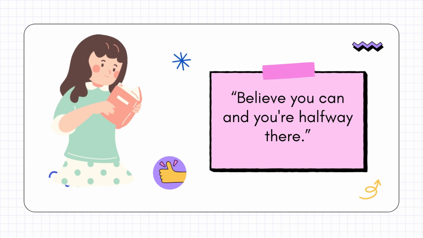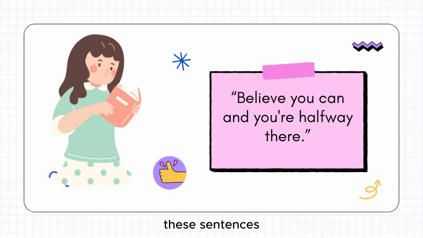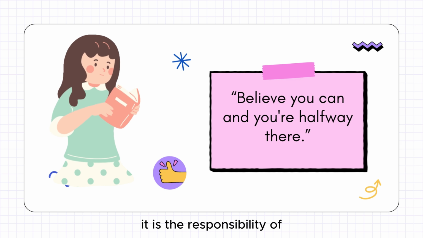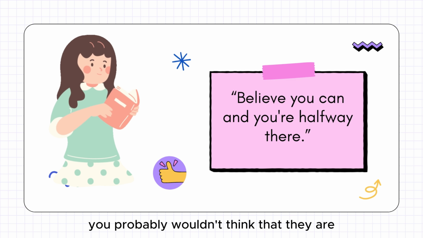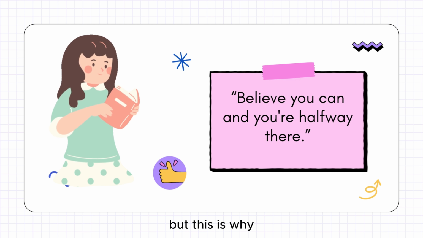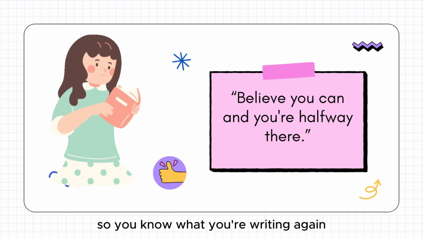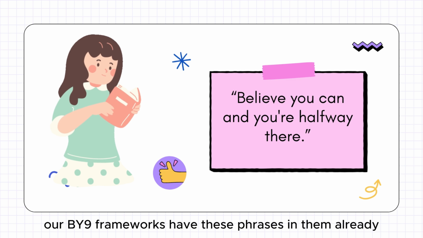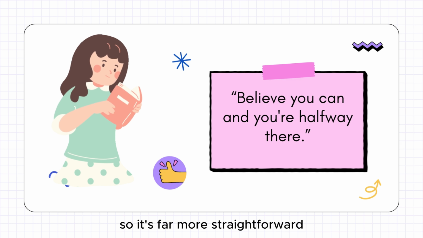Now the final structure is fronting. These sentences start with an it clause. For example, it is the responsibility of. They're quite straightforward. You probably wouldn't think that they are advanced grammatical structures, but this is why it's important to get some solid advice so you know what you're writing. Again, our Band 9 frameworks have these phrases in them already, so it's far more straightforward.